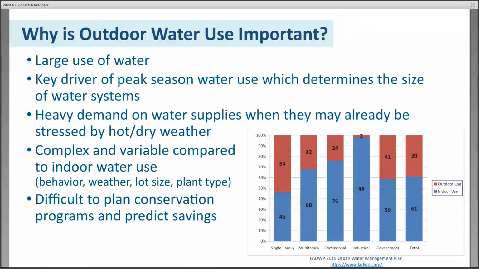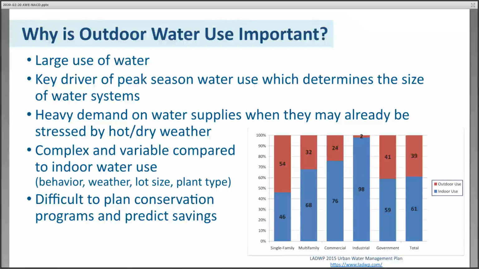It's also very complex and variable when compared to indoor water use. Indoor water use is relatively homogeneous. If you looked at two similar houses with the same number of people living in them, there's a good chance their water use is fairly similar. But on the outdoor side of things, there's things like behavior. If you compared those two houses, they may water their lawns very differently. They may have different irrigation equipment. And then weather plays a huge role in this.